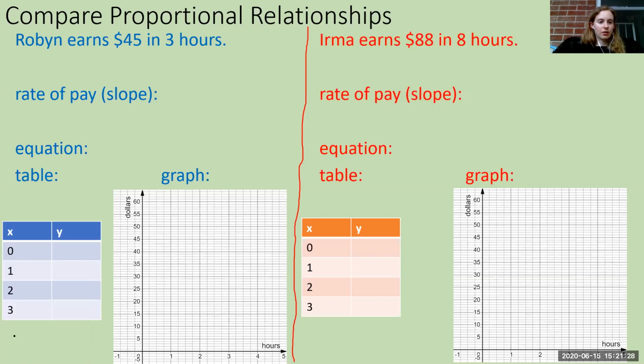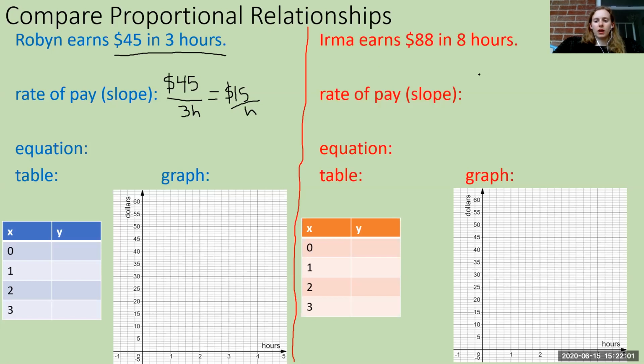So we can figure it out for Robin. We know it's $45 in 3 hours. So her hourly pay, the unit rate or the slope for this situation, $45 divided by 3 hours is going to give us $15 per hour, right? So we already knew Robin was making $15 per hour, per 1 hour.